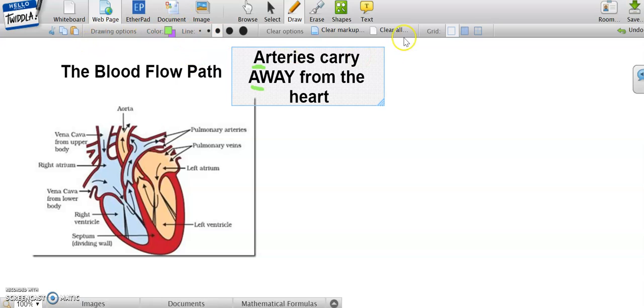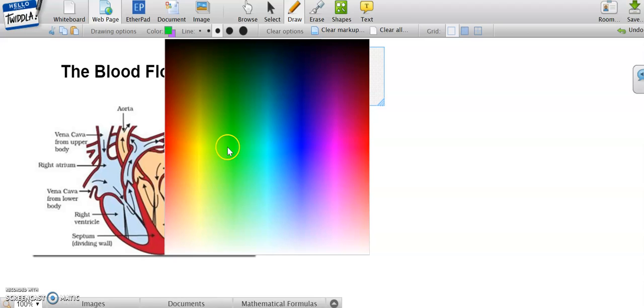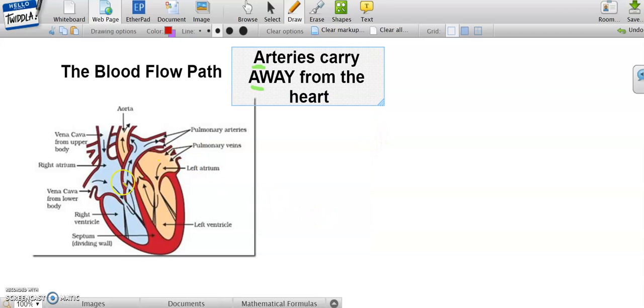Okay, so essentially the blood flow through the body is one big loop. So you can start anywhere. And what I'm going to do is use red for oxygenated and blue for deoxygenated. And that's what they've done in the picture here. So we're going to start at the aorta. We're going to start here only because this is the biggest one.